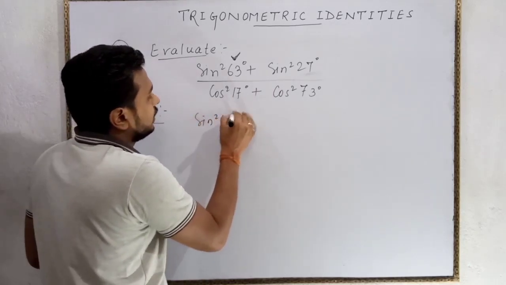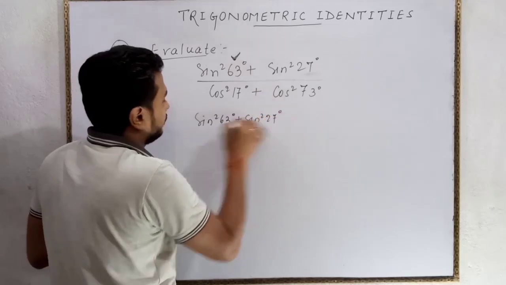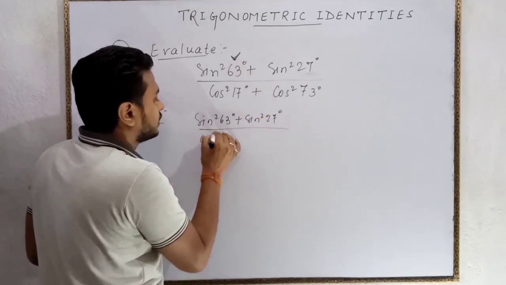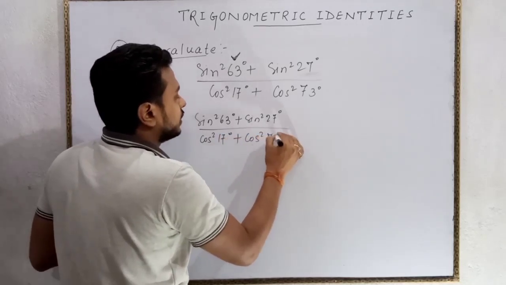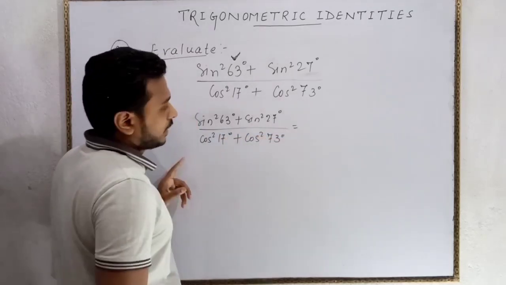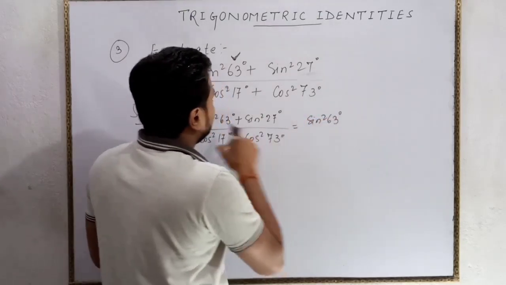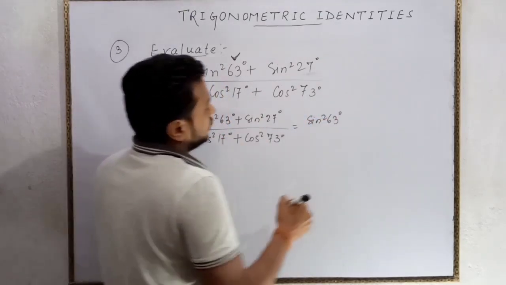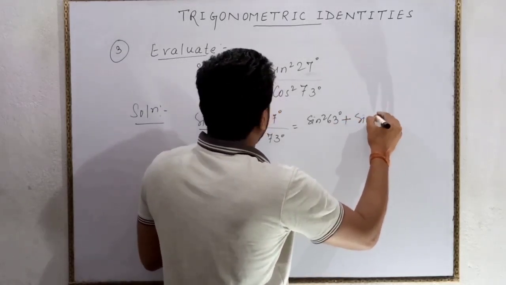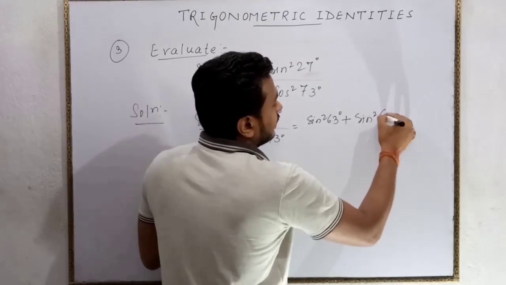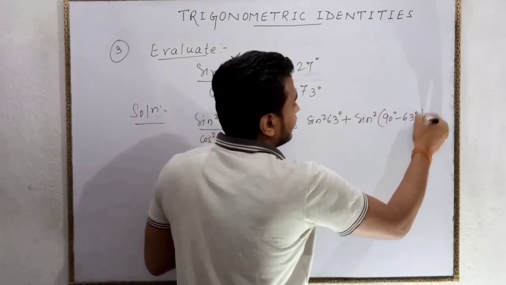Sin square 63 degree plus sin square 27 degree. The question is cos square 17 degree and cos square 23 degree. Okay, sin square 63 degree. Since 63 is complementary of 27, we can write sin square 27 as sin square of 90 degree minus 63 degree.